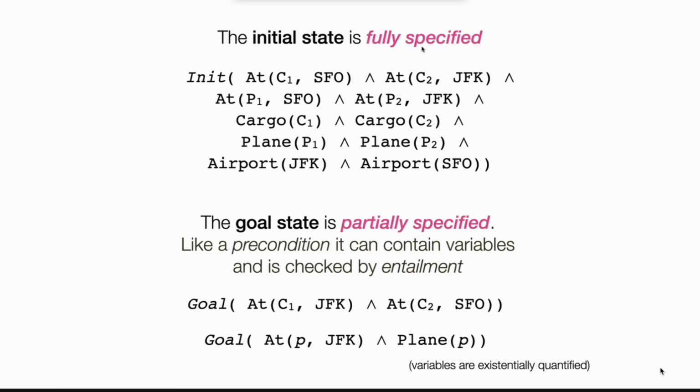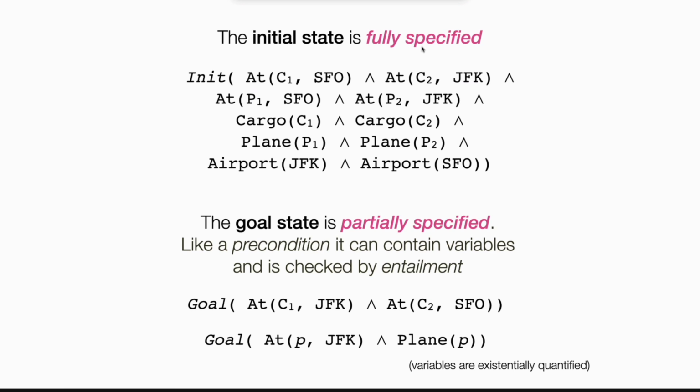But the goal state only needs to be partially specified. Partially specified means you only need to write the things you care about in the goal state. So the initial state has to contain everything, because otherwise there's no way of getting it into the problem. But in the goal state, you only really write the things you care about.